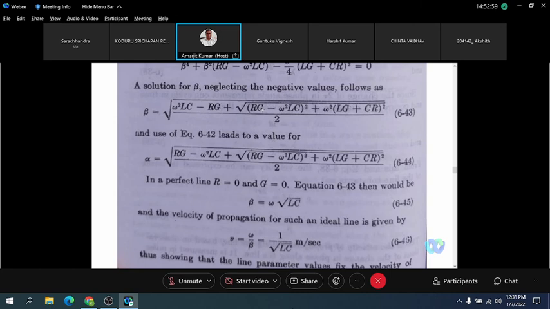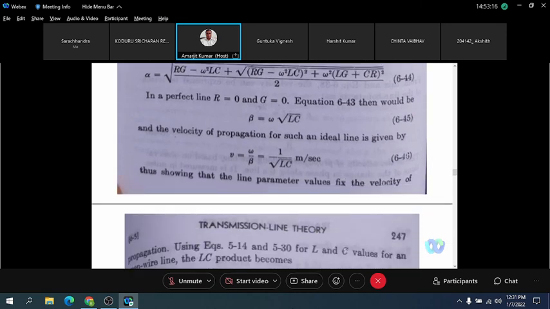What will be the velocity of propagation for such an ideal, perfect line, when R is equal to 0 and G is equal to 0, for the lossless line? Velocity of propagation is equal to omega upon beta. Beta is omega root LC. So it is 1 upon root LC meters per second.